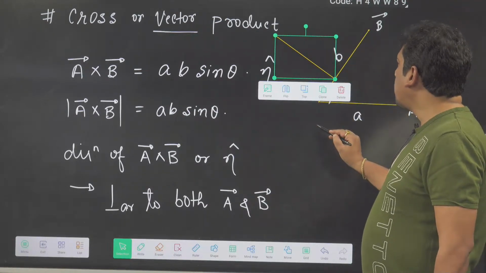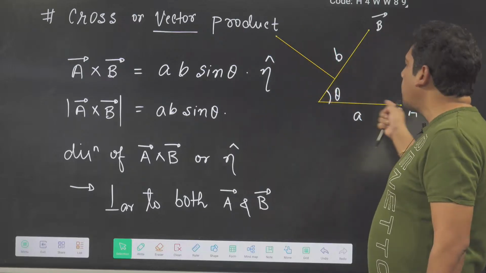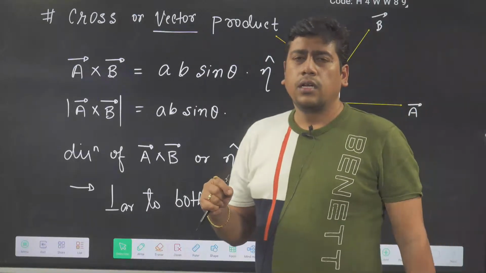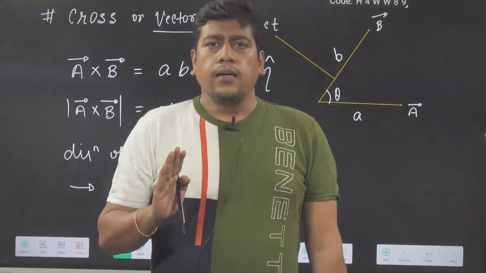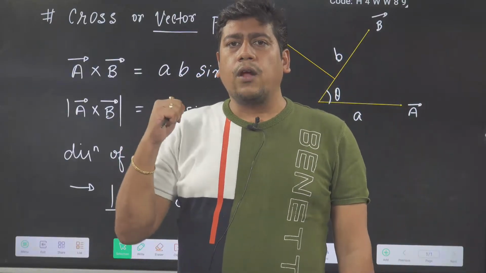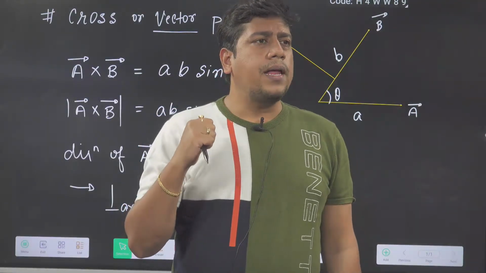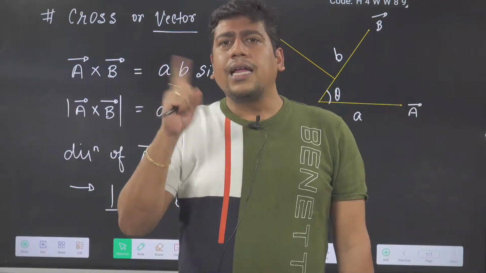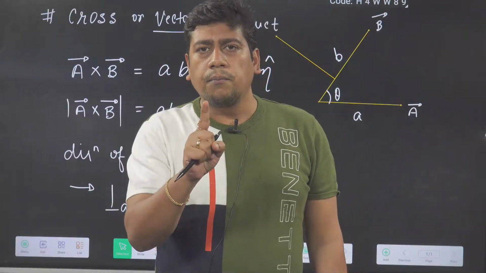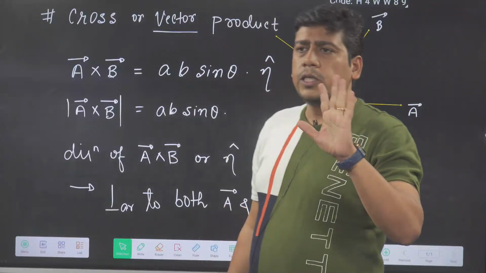But this will not be perpendicular to, this is perpendicular to B vector, but not perpendicular to A vector. I hope you are understanding my point. That means A cross B cannot lie in the same plane of A and B. If you try to draw it in the same plane of A vector and B vector, then it may be perpendicular to one, but then it will not be perpendicular to the other one. I hope this point is clear.